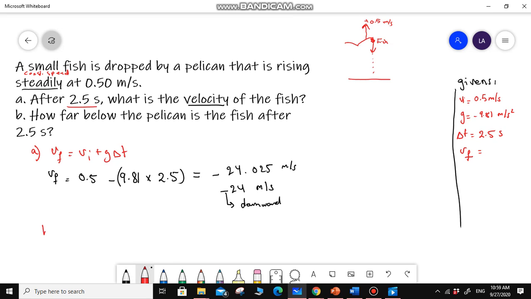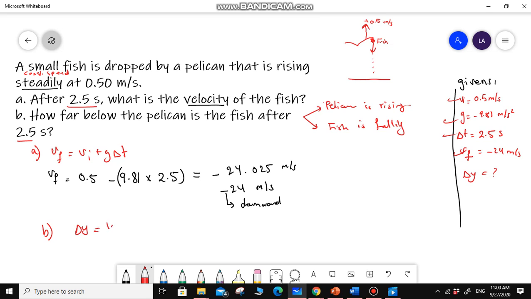Now in part B, they want how far below the pelican is the fish after 2.5 seconds. Actually, I need to think about two things. I need to think that the pelican is rising and the fish also is falling. So two things. Let me start with the falling fish. We need delta y for the fish. Already v final was calculated as negative 24 meters per second. Once I know four givens, or four variables, I can find delta y easily.